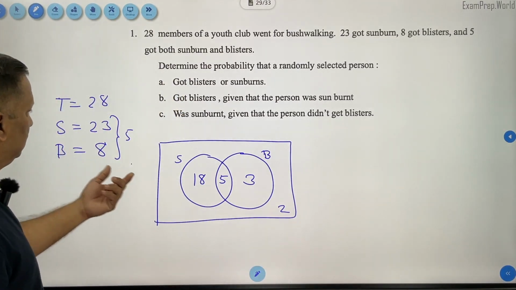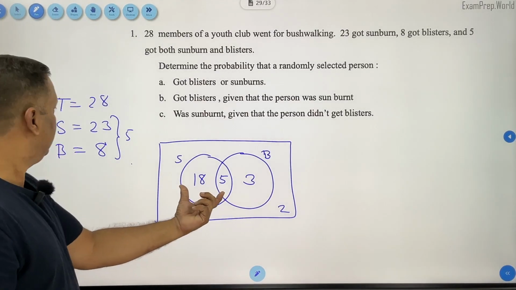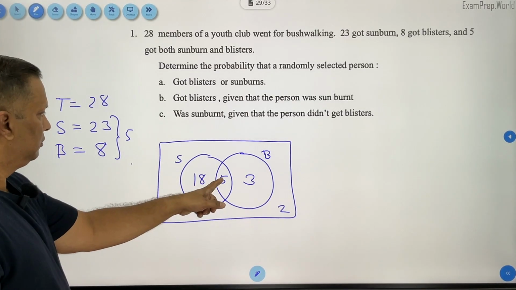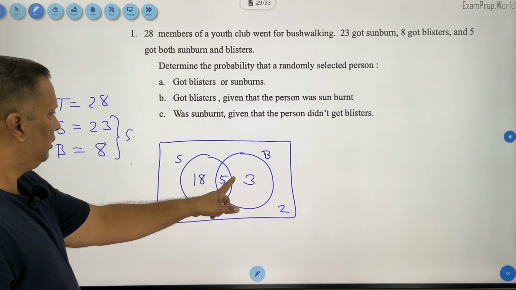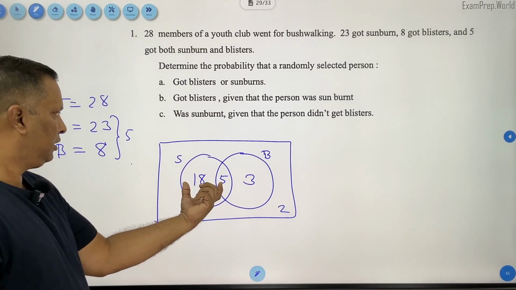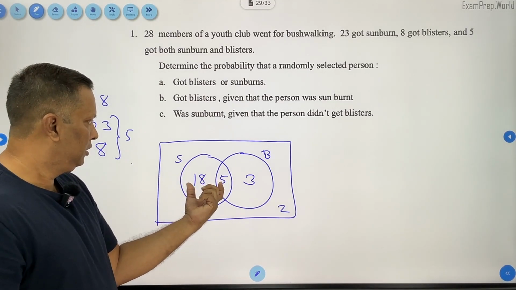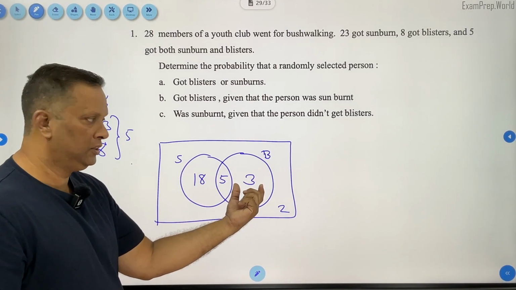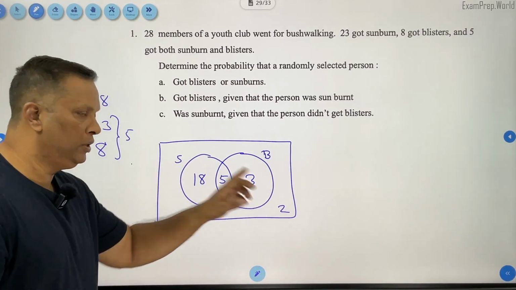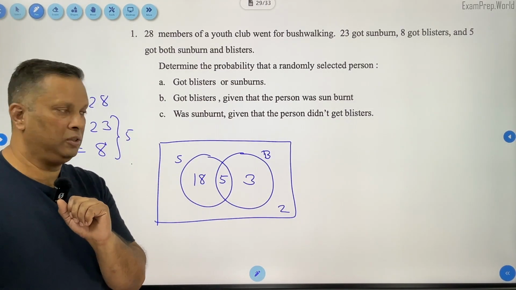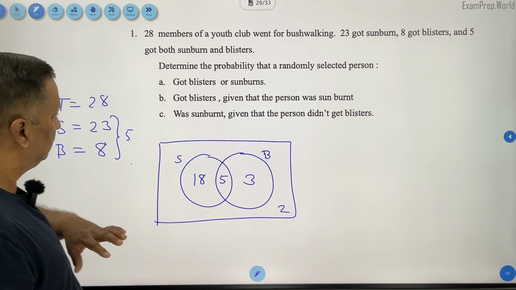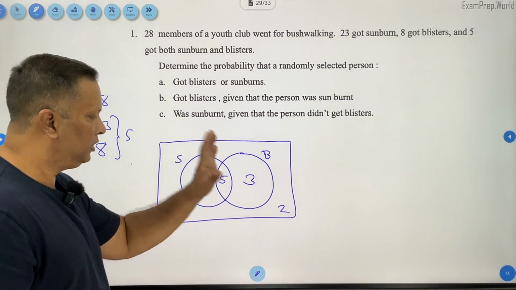See, look. 18 plus 5, 23. And 5 plus 3, 8. So together 23 plus 3, 26. But there are 28 guys. So there are 2 kids who didn't get blister or sunburn. So the diagram is complete. Total is 28. 20 plus 8, 28. Correct?